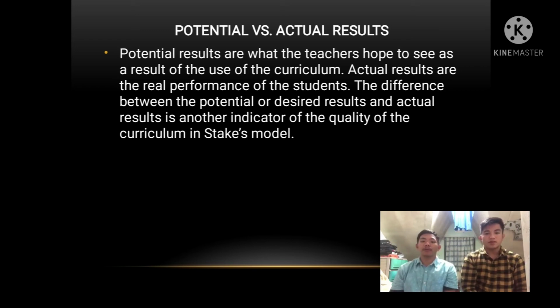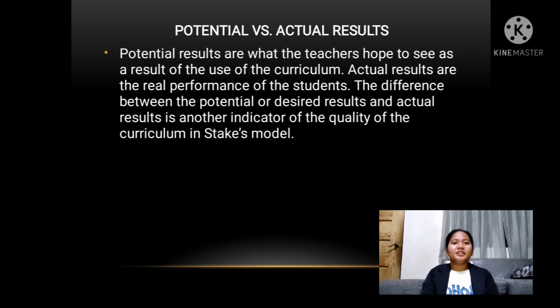Potential versus actual results. Potential results are what the teachers hope to see as a result of the use of the curriculum. Actual results are the real performance of the students. The difference between the potential or the desired results and actual results is another indicator of the quality of the curriculum in Stake's model. Moreover, these are anticipated and acquired outcomes, including student achievement, attitudes and motor skills, impact on teachers' perceptions of their competence, and influence on administrators' actions. Long-term results must be considered.